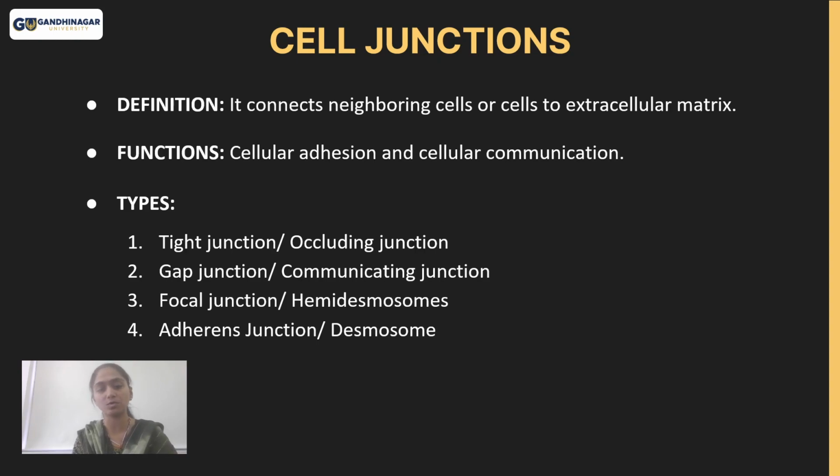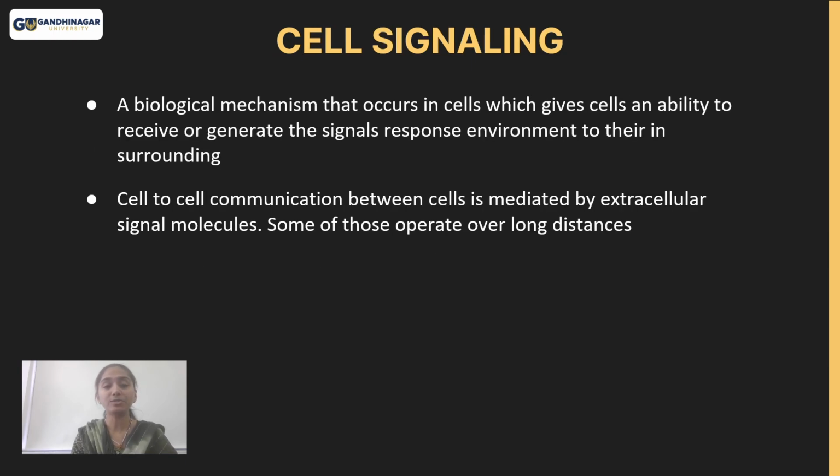And last is desmosomes. Desmosomes are anchoring junctions that provide mechanical strength and resilience to tissues by anchoring intermediate filaments to the cell membrane, promoting tissue integrity and stability. So, it is a biological mechanism that occurs in cells which gives cells an ability to receive or generate a signal response to their surrounding environment. Cell to cell communication between cells is mediated by extracellular signal molecules. Some of those operate over long distances also.